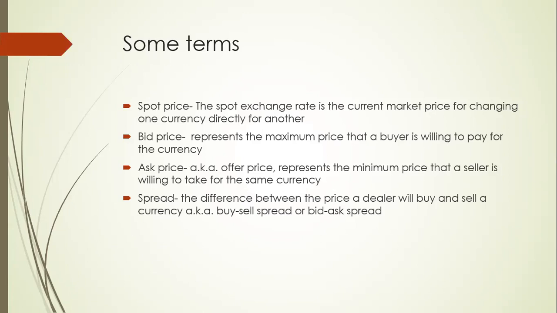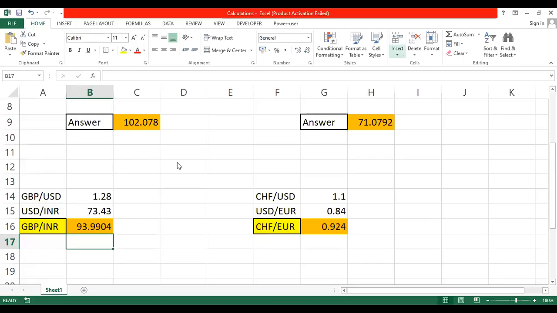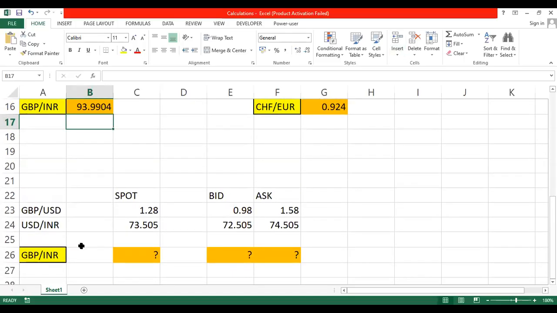And the difference between these two, that is 72.5 and 73.5, the difference between the bid price and the ask price becomes your spread. That is how much they can spread across. The spread is also known as buy sell spread or bid ask spread, which really isn't very important because whenever there is the word spread, all you need to understand is the difference between the two. Moving on to another question.